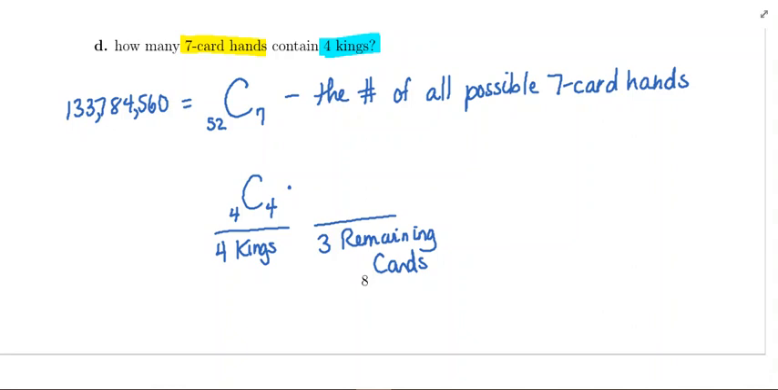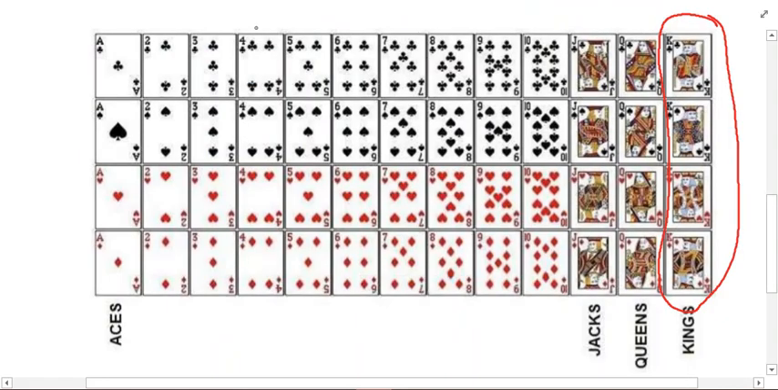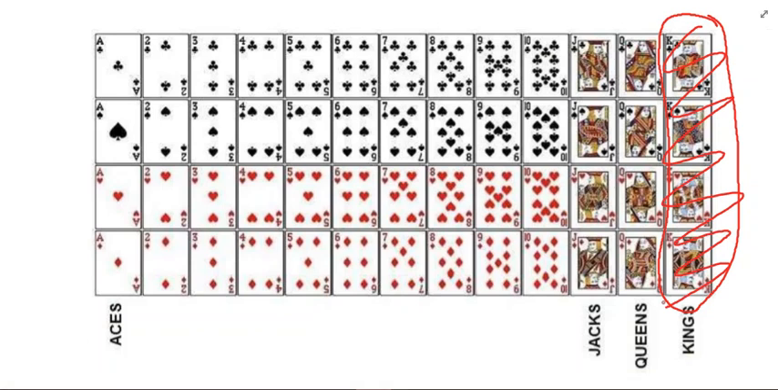So we've dealt with the 4 kings. Let's move on and deal with the 3 remaining cards. We are still dealing with a hand of cards, so it's going to be a combination, and we are going to choose the 3 remaining cards. But what is the greater set that the 3 cards are coming from? Let's take a look at our deck of cards. We've already taken care of all the kings. They're already in our hand. So the remaining 3 cards have to come from the rest of the deck.